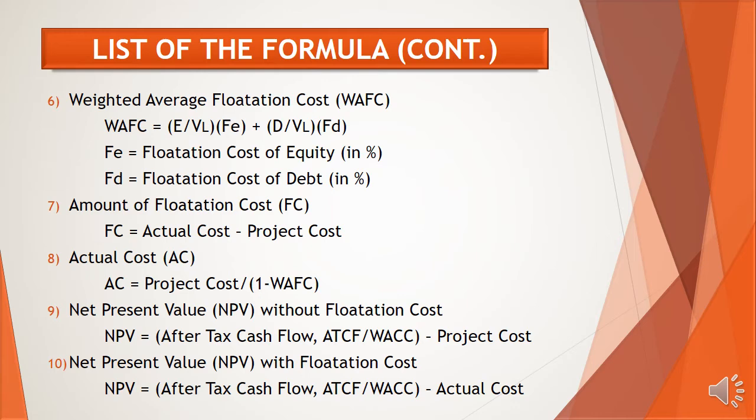And then the next formula is regarding net present value, which is NPV without flotation cost. The formula is equal to after tax cash flow, which is ATCF, divided by WACC, and then minus the project cost. And the last formula is regarding NPV with flotation cost. The formula is after tax cash flow, which is ATCF, divided by WACC, minus the actual cost. So that is the 10 formulas that you should know to calculate for all of the calculations under this chapter.